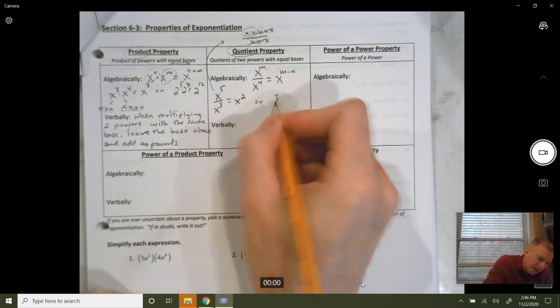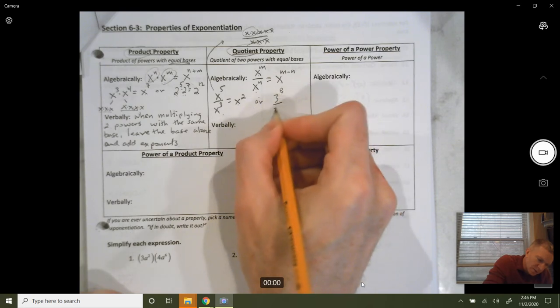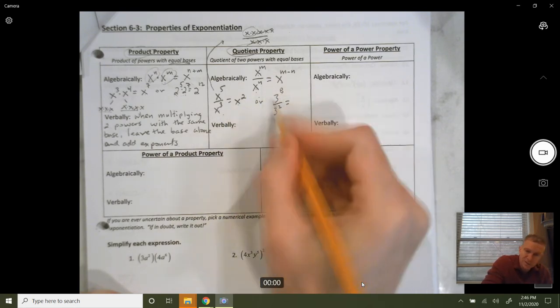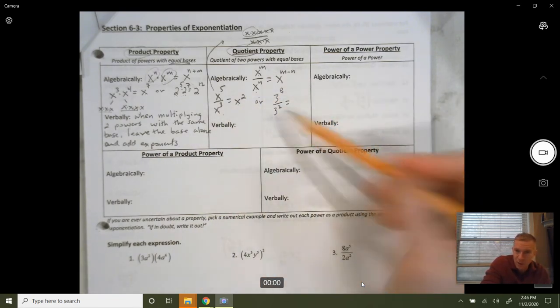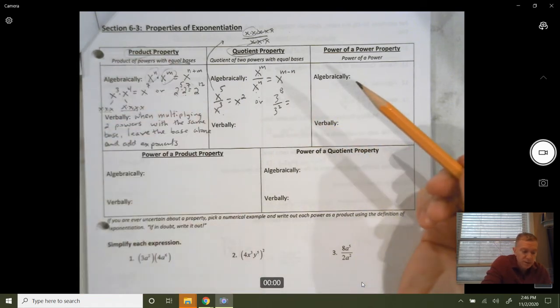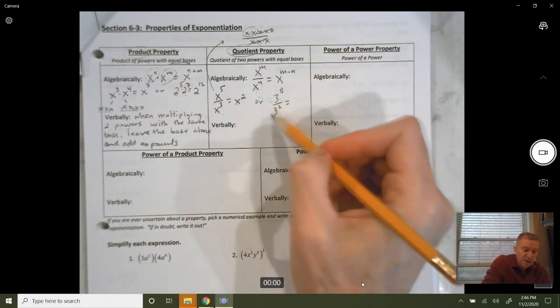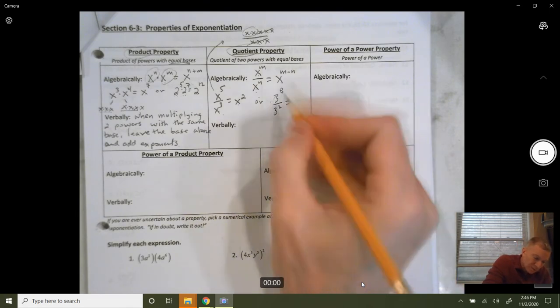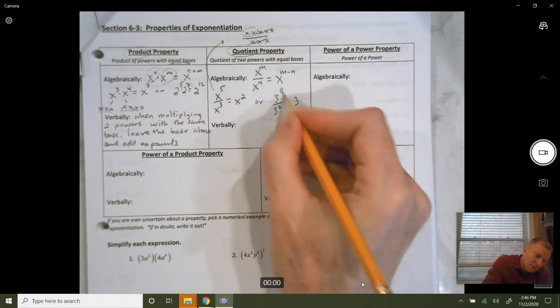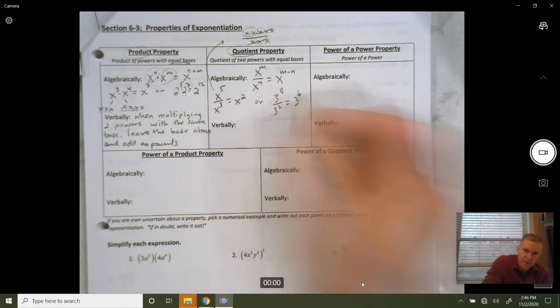Or 3 to the 8th divided by 3 squared. Okay, leave the 3 alone. Sometimes people want to divide the 3's and get 1. Well, you basically lost the problem if you divide those. You leave the base alone, leave it as a 3, and then you subtract these two exponents.